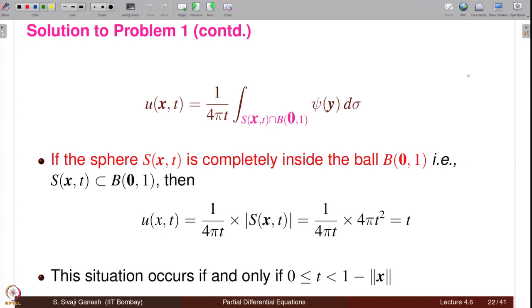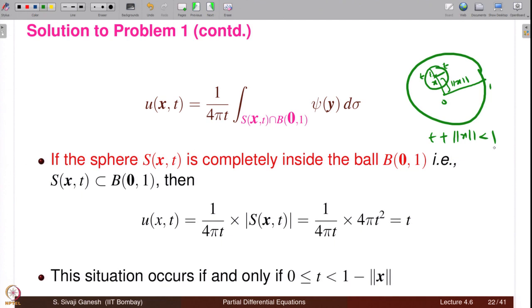Okay, just a rough picture, 0, 1, this is x. This is x and the radius is t, this distance is t, okay. So, you can just draw this line. So, this distance is norm x, this distance is t, that is the farthest point. So, t plus norm x should be less than 1, therefore, t is less than 1 minus norm x.